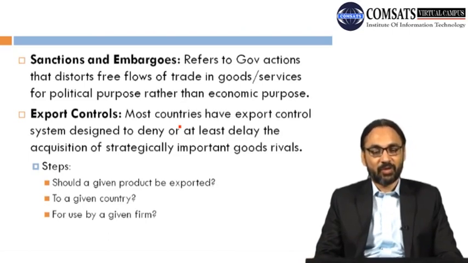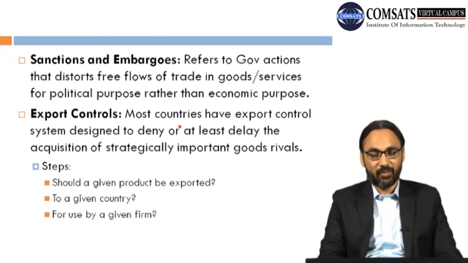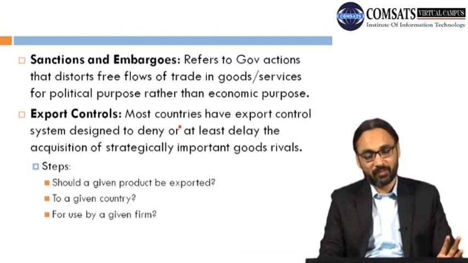Export controls. Most countries have an export control system designed to deny, or at least delay, the acquisition of strategically important goods by rivals. In this sort of control, given a contract with an export, they try to follow three steps. The first one is: should a given product be exported to a given country for use by a given firm?